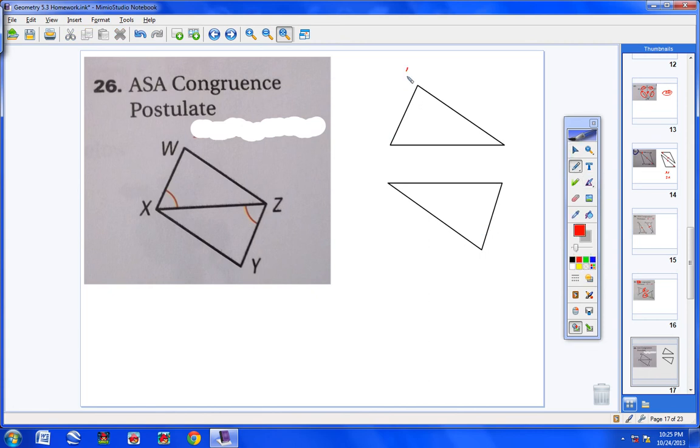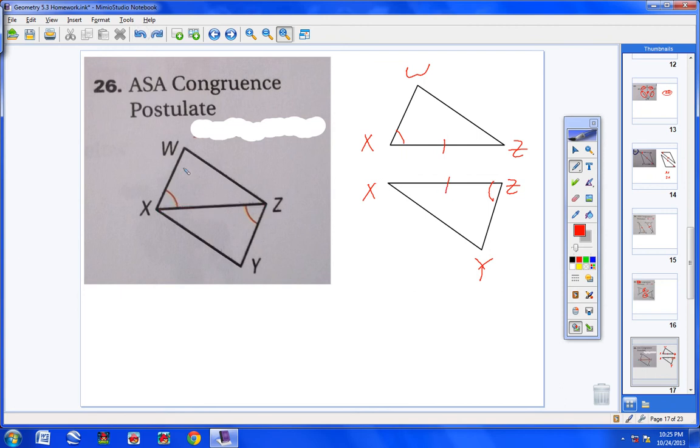All right, here we go. W, X, Z, X, Z, Y. This angle here is congruent to this angle here. And this side here is congruent to this side here because they share a side.